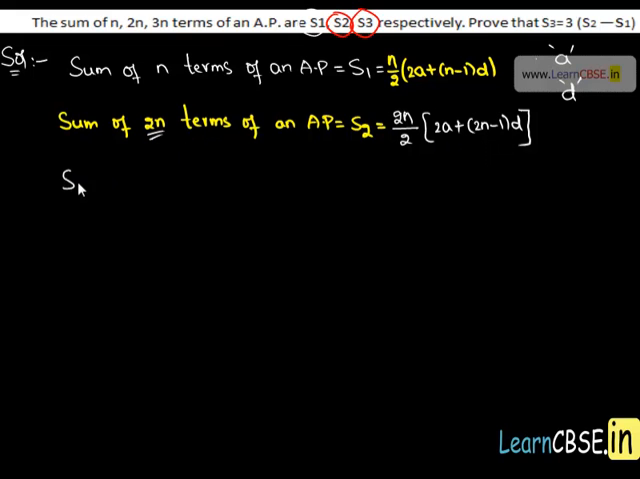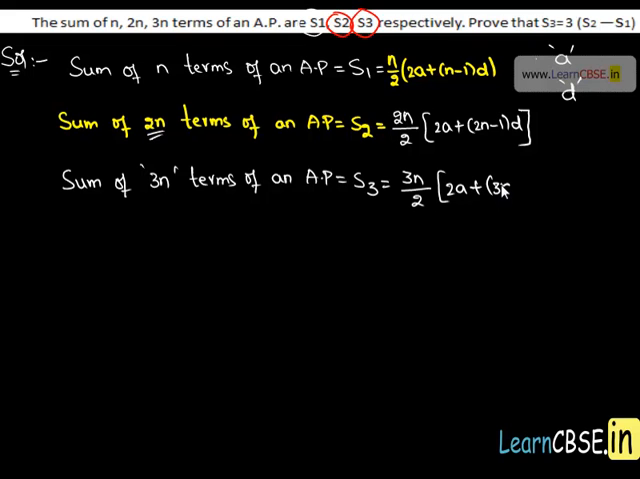Similarly, the sum of 3n terms of an AP is S3. S3 is obtained by replacing n with 3n. That implies 3n upon 2 times 2a plus 3n minus 1 times d. It is because we have to find the sum of 3n terms.